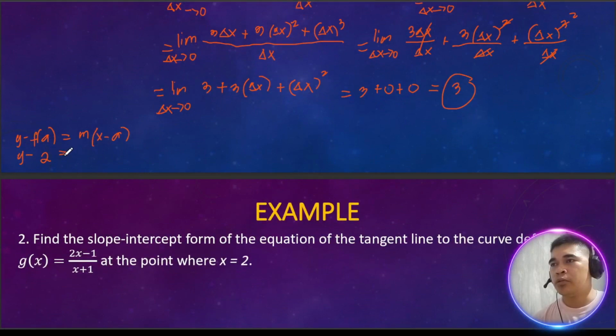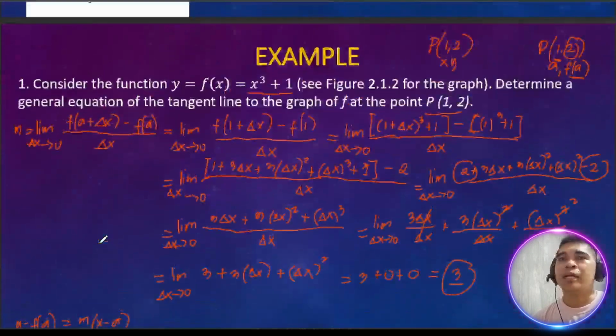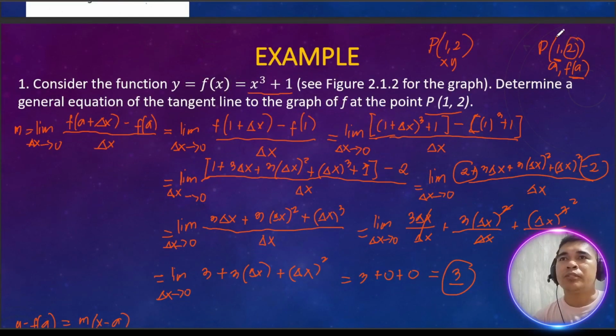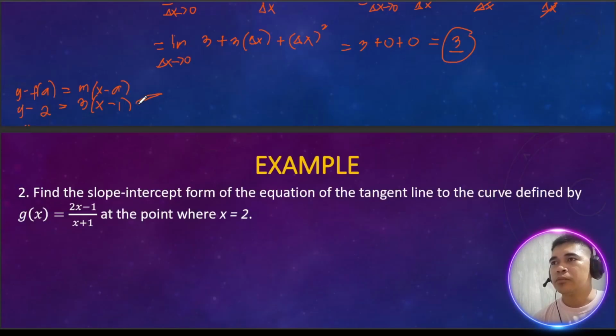So, 2 minus, what is our m? M na to is 3. X, what is our a? A na to is 1. Walay pa dayon dire dapita. So, we get y minus 2 equals 3x minus 3.